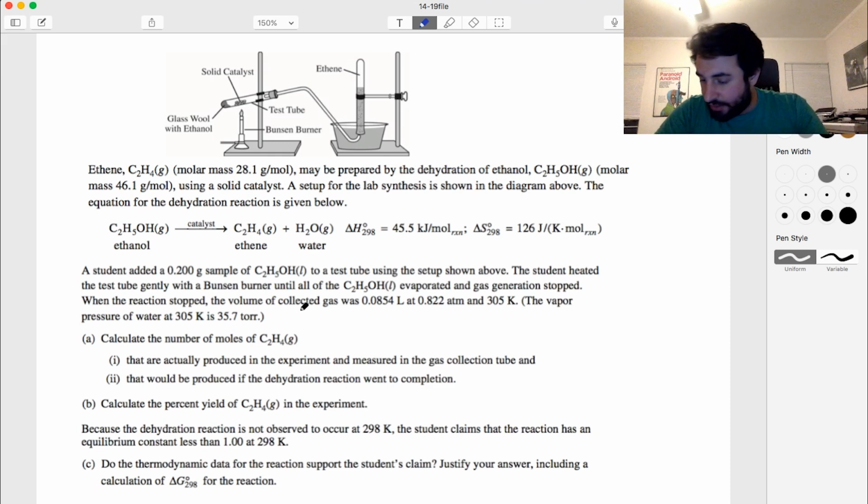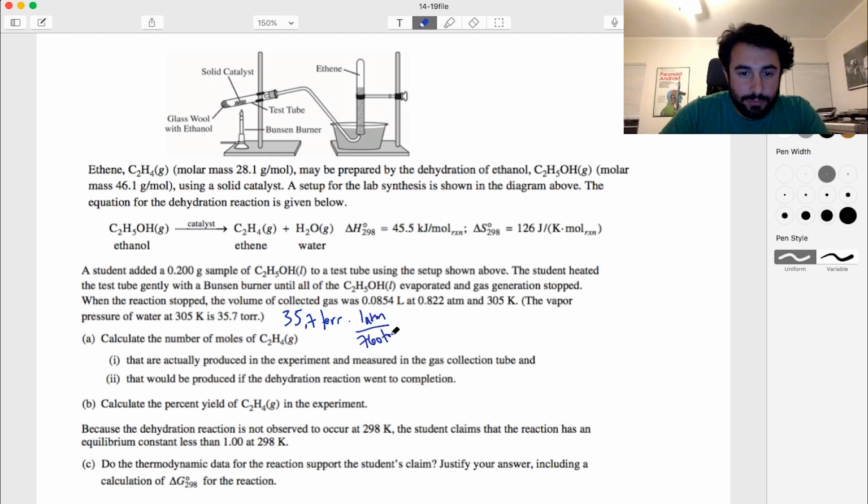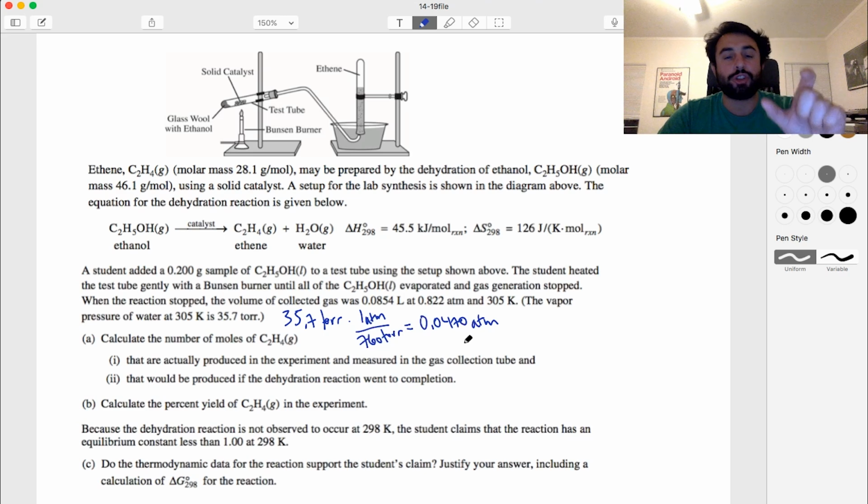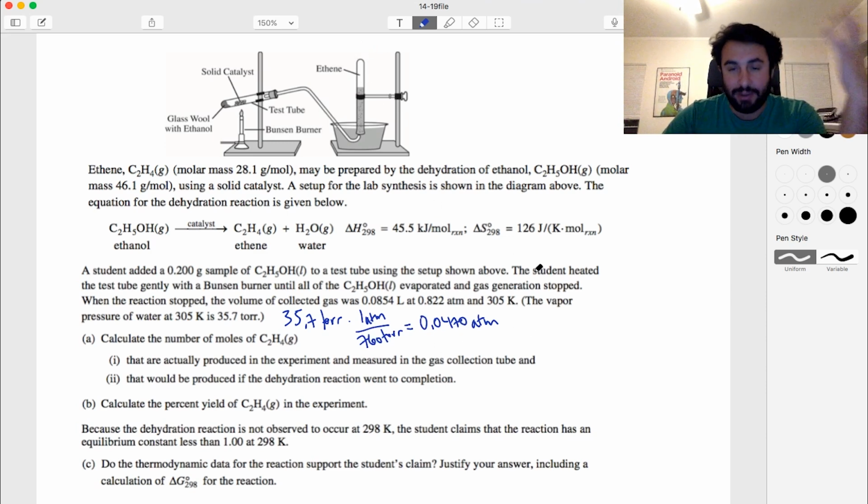So what we have to do is we say 35.7 torr. We want atmospheres, right? So let's do 1 atmosphere over 760 torr. That's going to be 0.0470 atmospheres. Okay, so that is the partial pressure of the water vapor. The water molecules that are as a gas in there are exerting this pressure. Now here is the total pressure. Here's the total pressure that we can measure up there.